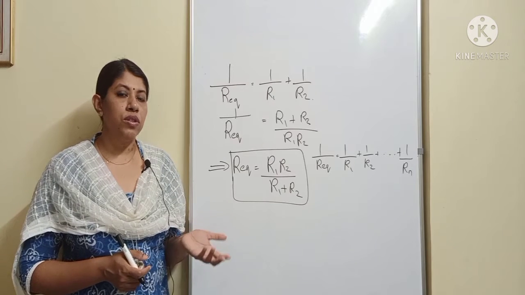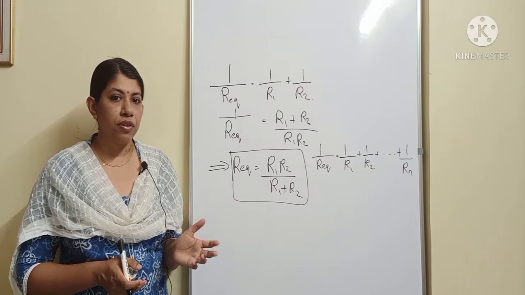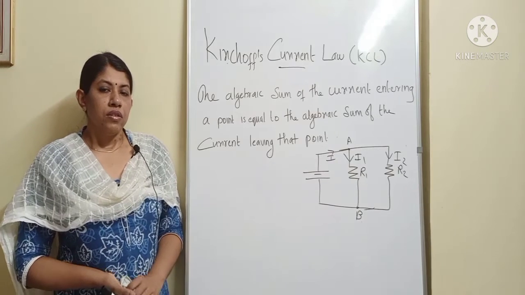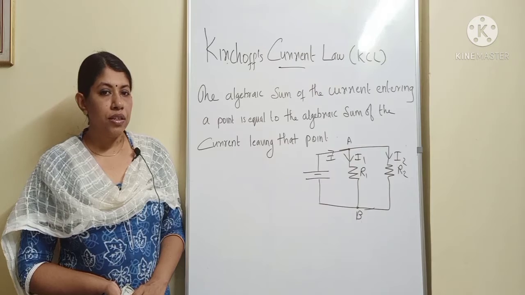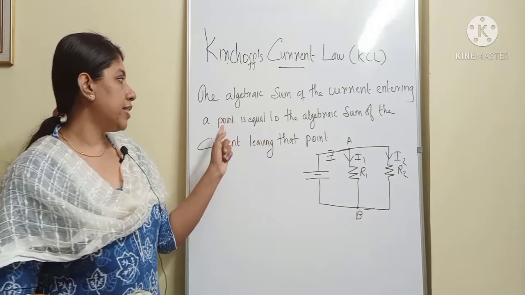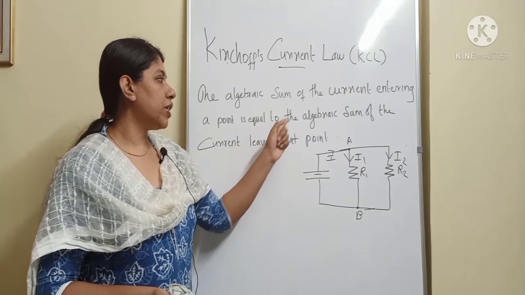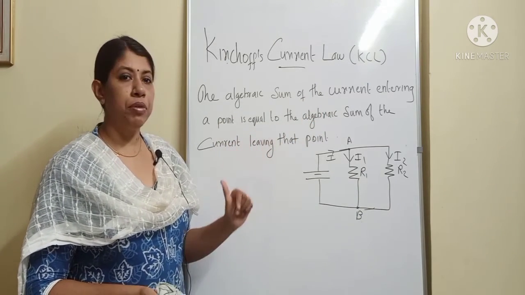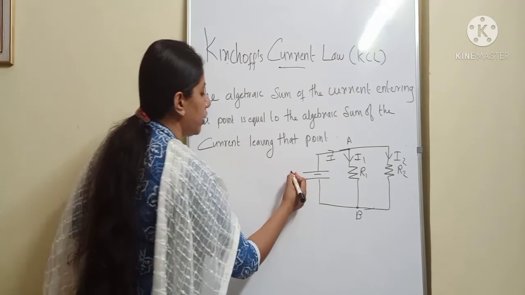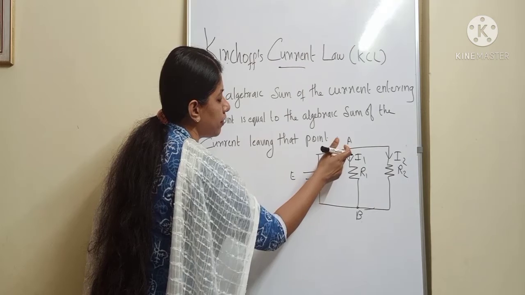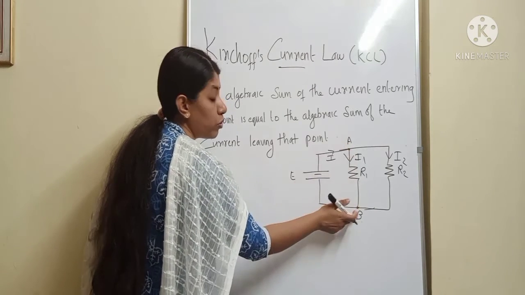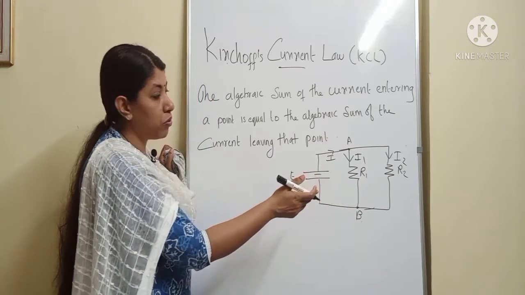Now we will see how the current through the circuit can be calculated, and we will be discussing Kirchhoff's current law. Kirchhoff's current law states that the algebraic sum of the current entering a particular point is equal to the algebraic sum of the current leaving that particular point. If you consider this circuit, we will discuss with respect to both points A and B, so that things will be more clear to you.